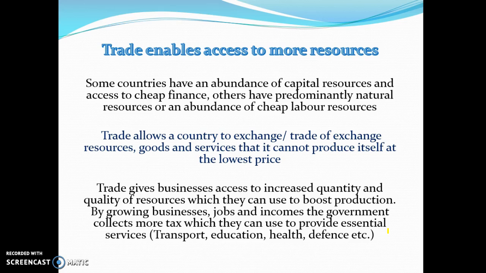So trade gives businesses increased access to resources. The quantity and quality of resources should increase. That should allow the government to collect more tax because the size of our business is increasing, which can also be used to boost our non-material living standards by investing in transport and education and health.